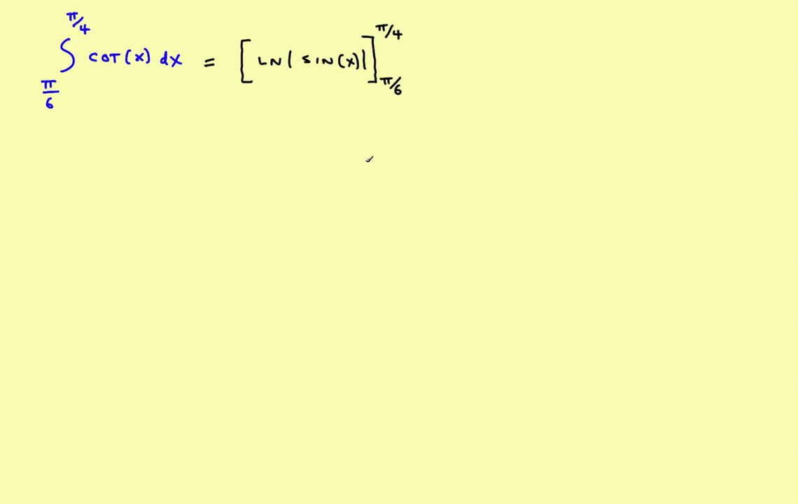And again, this would be just like any other definite integral, so just plug in the top number and plug in the bottom number. So what this is going to give you, in brackets again, is the natural log of the absolute value of the sine of pi divided by 4, and then subtract from that the natural log, and this time plug in pi divided by 6, the absolute value of the sine of pi divided by 6. So it looks like that.